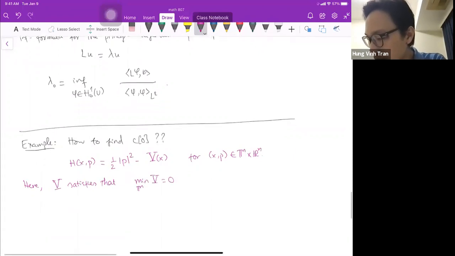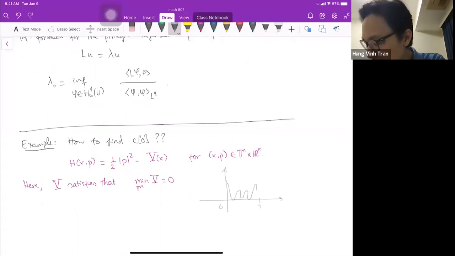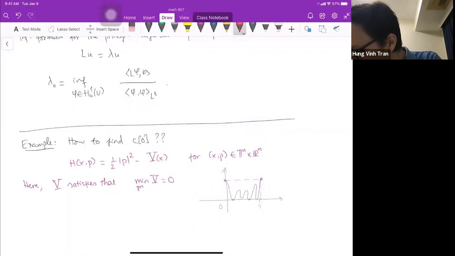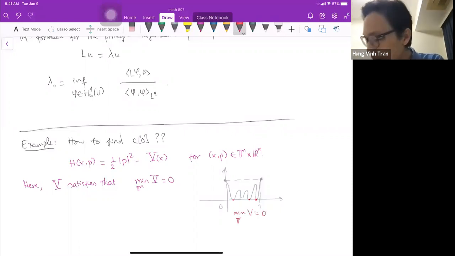Okay, so geometrically the graph of v, I'm just going to draw a picture in 1D, v can be like that. It goes up like that, it's periodic, so the value has to agree at the 2 points. So v has minimum value 0 at certain points here in this picture, so maybe 3 points. Okay, so this is the example of min v equals 0 on the torus.